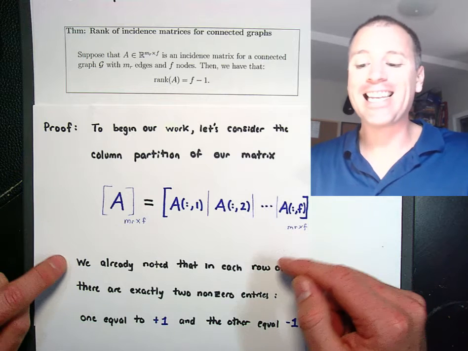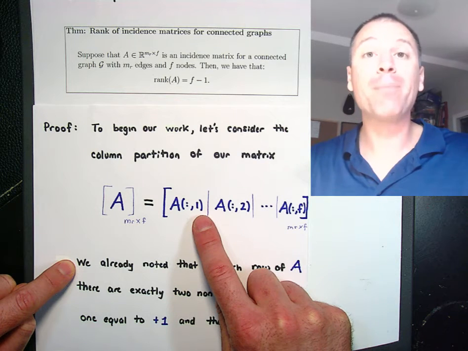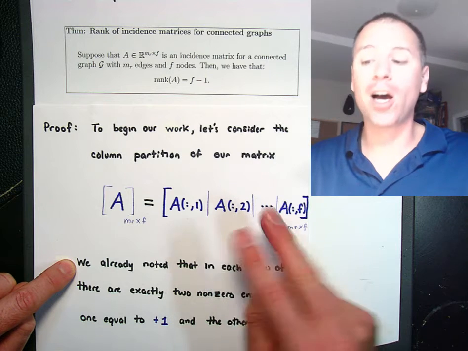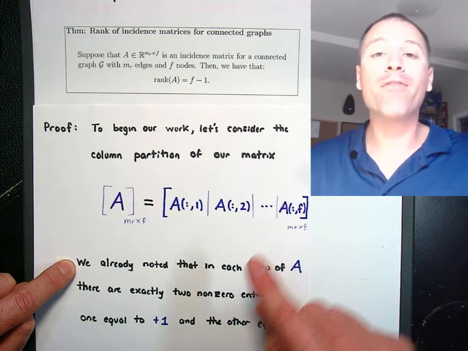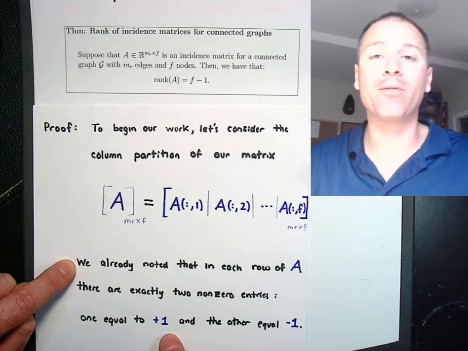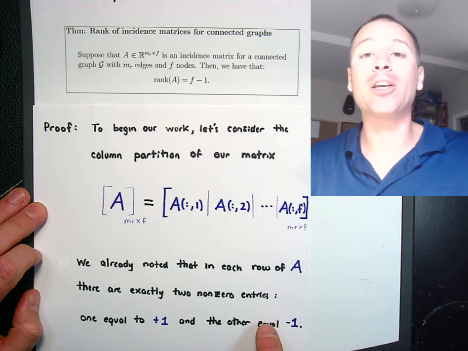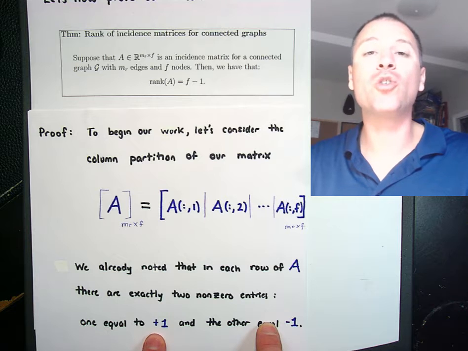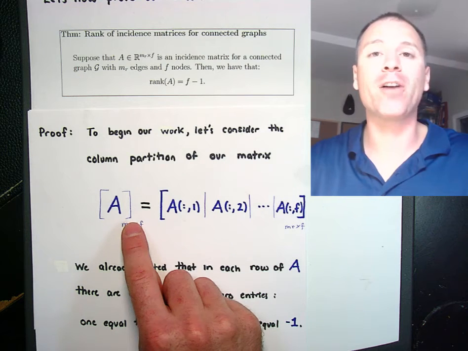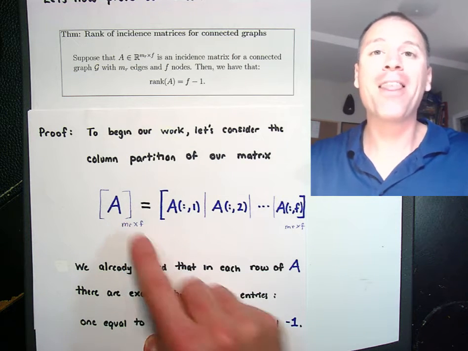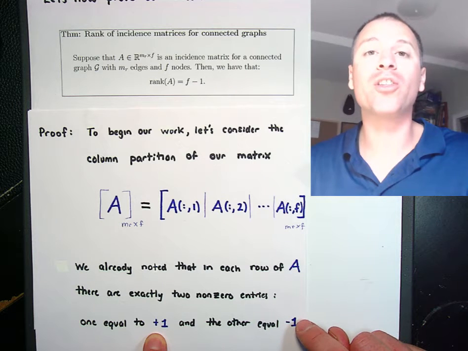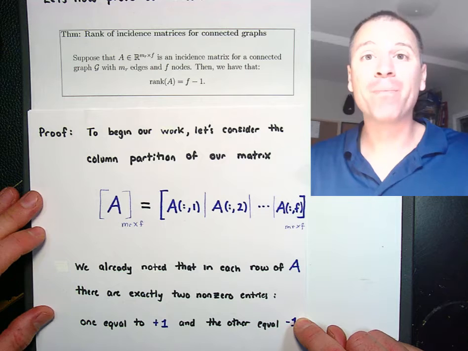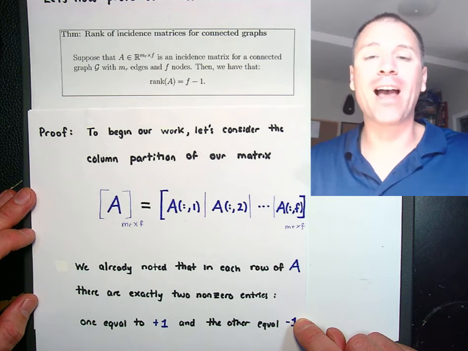We note that in each row of A, because it is an incidence matrix, there are only two non-zero entries. One of them has value positive 1, the other one has value negative 1. The positive value corresponds to the node from which that particular edge comes out. The negative value corresponds to the node into which that particular edge runs. All other entries in that row are 0.